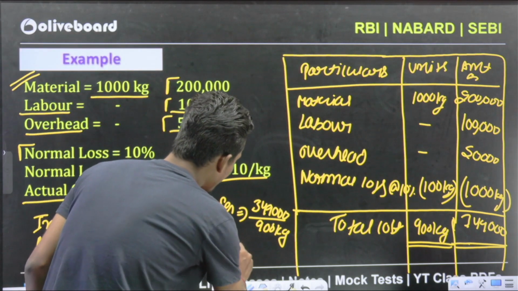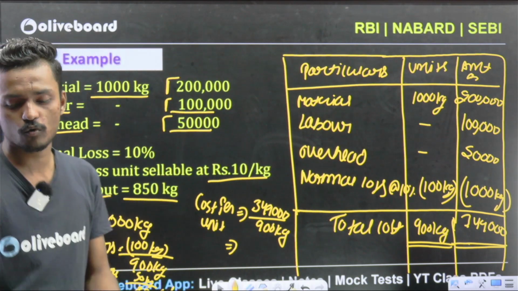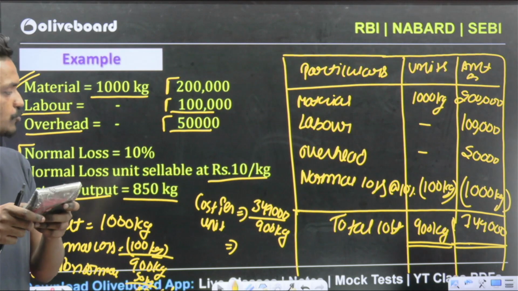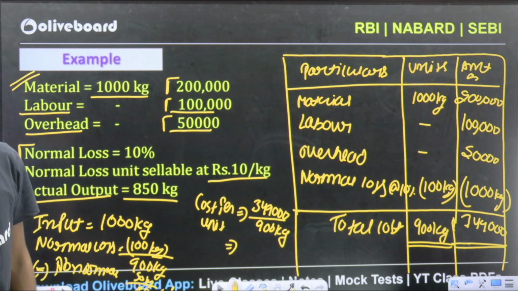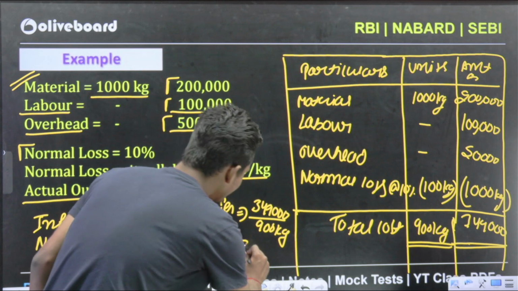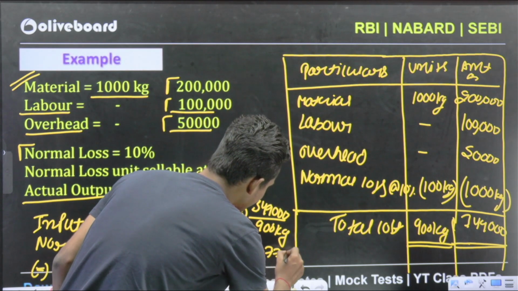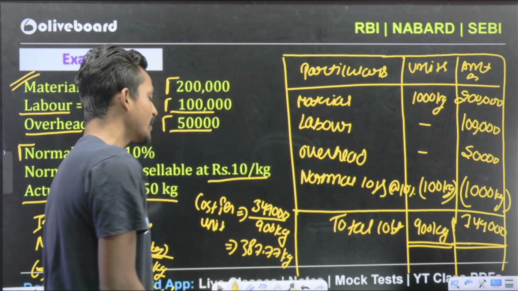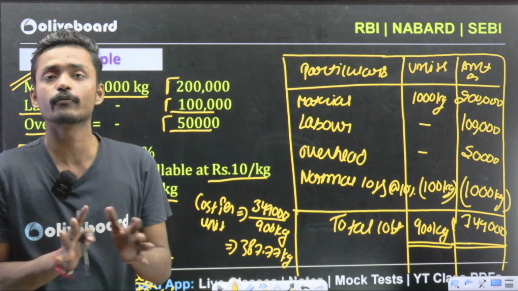So again you have what, sir? Again the same way, you have 3,49,000 divided by 900 kg, which is 387.77 per kg. Per kg unit you will recover from the customer.